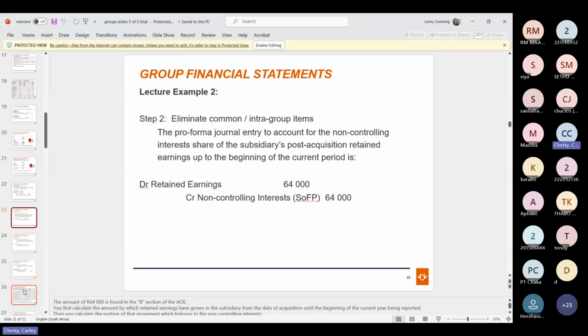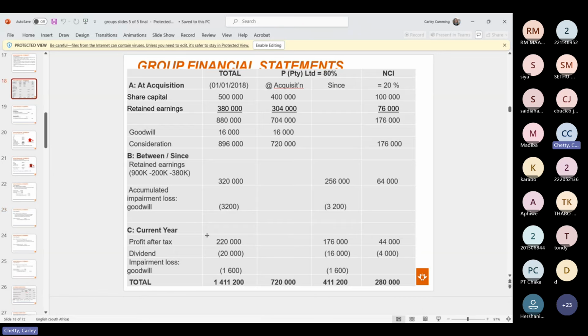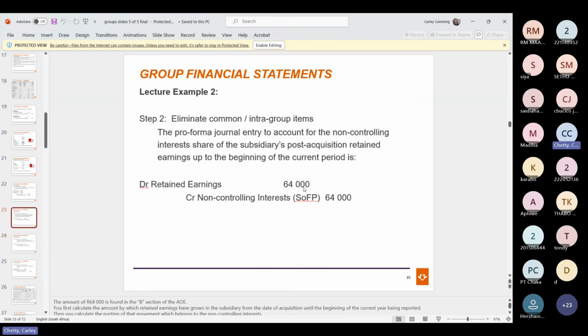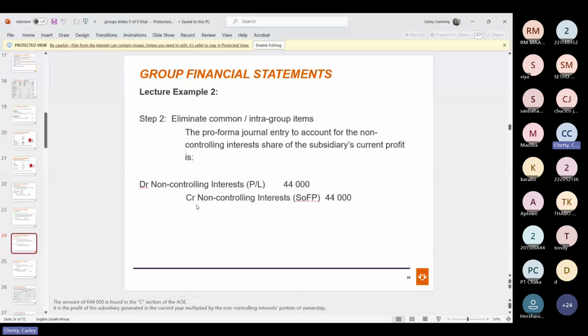Now we need to process another pro forma journal entry. So here we are going to account for the non-controlling interest share of the subsidiary's post-acquisition retained earnings up to the beginning of the current year. So if you look at this amount, the 64,000, where does this come from? So this comes from the part B section. So here, remember we had that period after acquisition before the current year that resulted in retained earnings of 320,000. We need to give the non-controlling interest their share of that. So our journal entry is going to be for 64,000. So we're going to debit retained earnings 64,000 and we're going to credit non-controlling interest with 64,000. Then we need to look at the current year and say to ourselves, well, how much did we make in the current year?